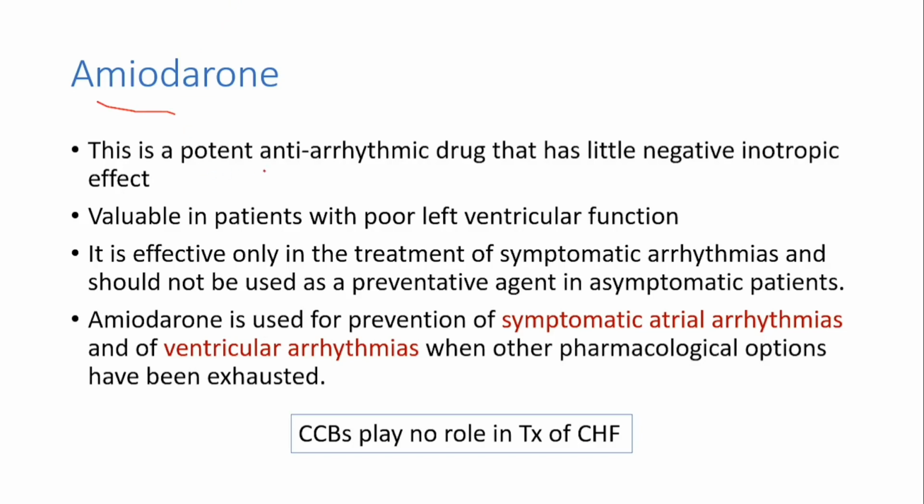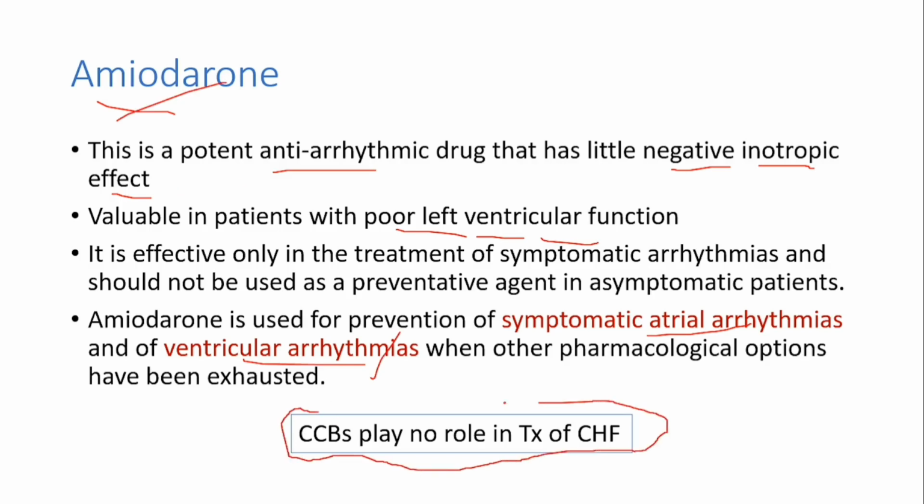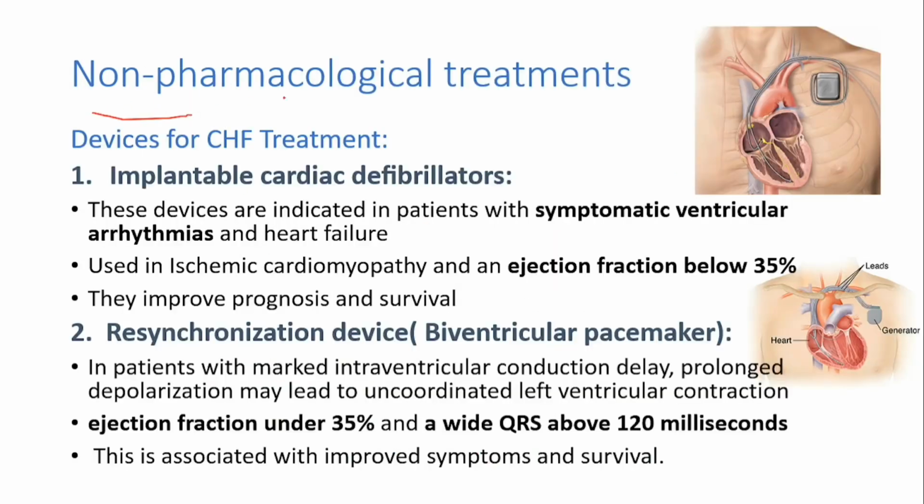Amiodarone is a potent anti-arrhythmic drug that has little negative inotropic effect, like it decreases the contraction. It is valuable in patients with poor left ventricular function, and if the heart failure is because of atrial arrhythmias or ventricular arrhythmias, use these drugs. This is important. Calcium channel blockers play no role in the treatment of congestive heart failure. Remember this. Now, what are the non-pharmacological treatments?